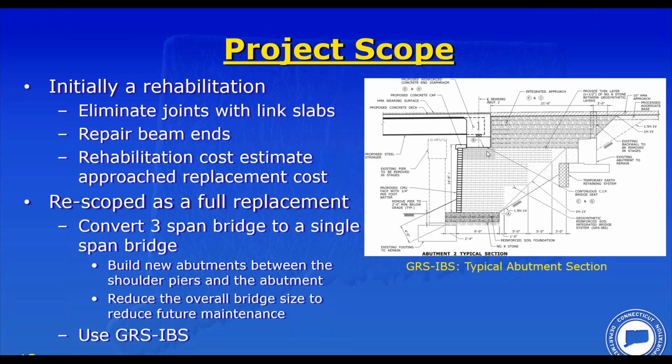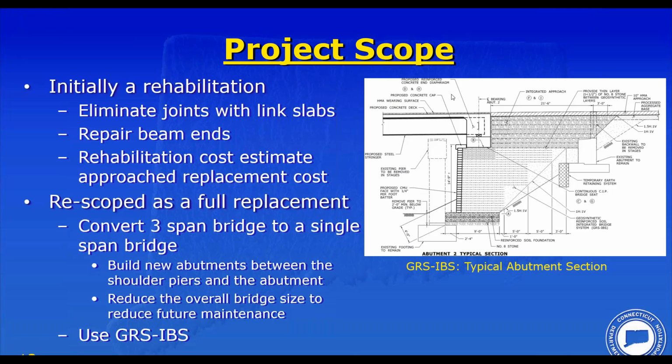The really cool feature about this is the way they handle thermal movement, expansion and contraction. It's not like an integral abutment bridge where the bridge is pushing against the soil. In a GRS IBS bridge, the entire abutment is flexing and moving with the superstructure. So you end up with no bearings, no approach slab, no joint at the end of the bridge, and these things have been proven to be very durable and they perform really well. And the best part is they're very inexpensive to build.